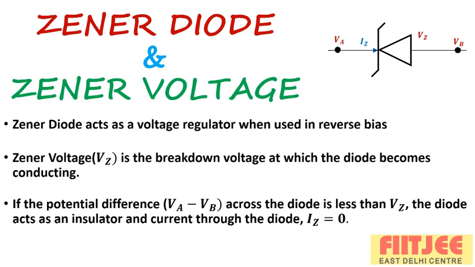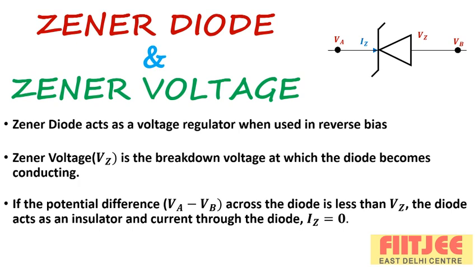Basically, the Zener diode works as a voltage regulator when it operates in reverse bias. Zener voltage is the breakdown voltage at which the diode becomes conducting. Here, conducting means when current is flowing through the Zener diode.